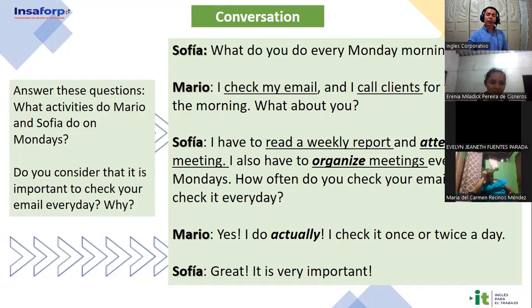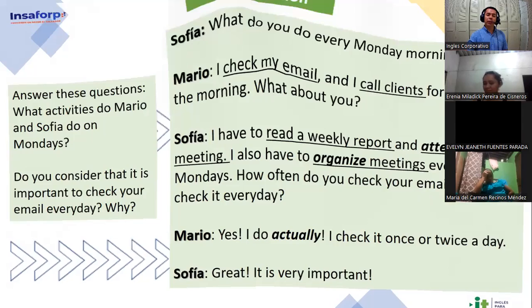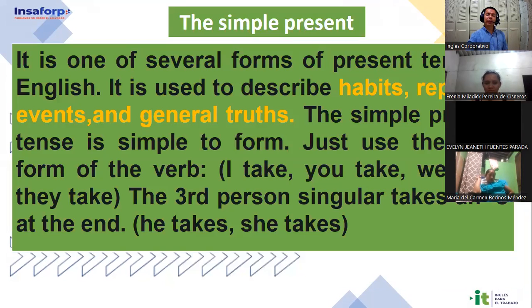Right? Now, let's continue. In this moment, we're going to go to the topic. What is the topic? It is the simple present, right? Ladies and gentlemen, the simple present is one of the several forms of present tense in English. El presente simple es una de las tantas formas del presente. No presente continuo ni nada. It is used to describe habits, rutinas, eventos repetidos. Y en general, cosas que son ciertas, como que la luna es redonda, como que el agua moja, etcétera. But the most important part here is habits, routines, right?